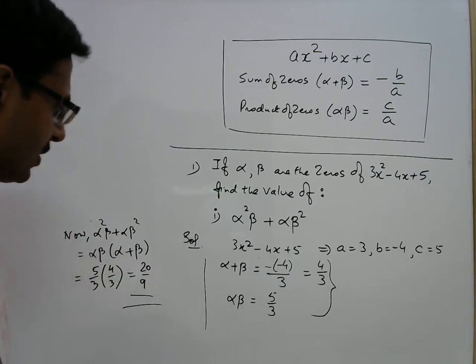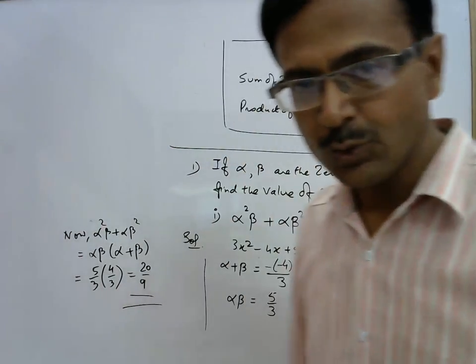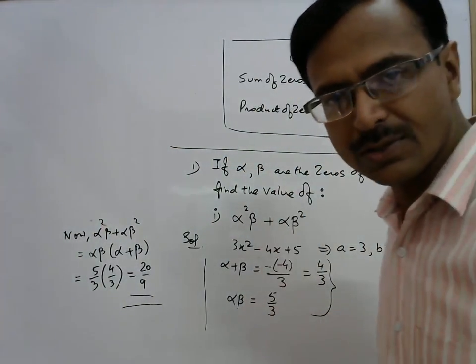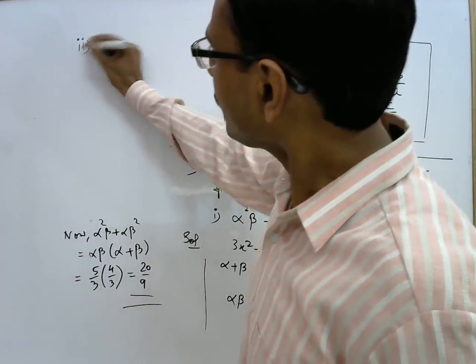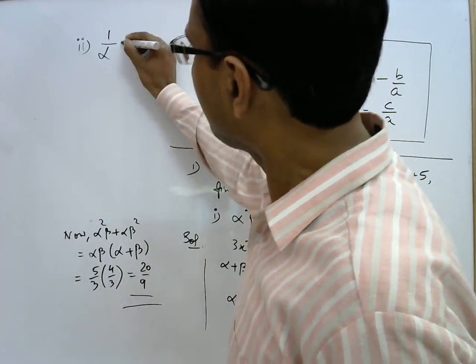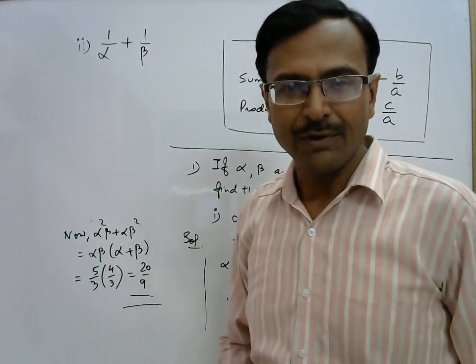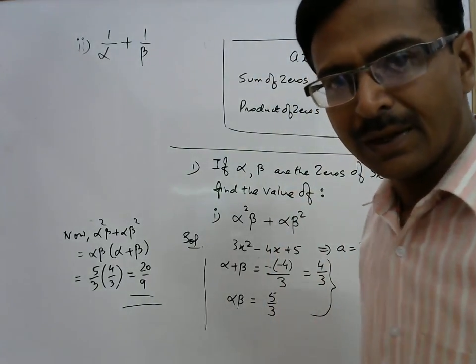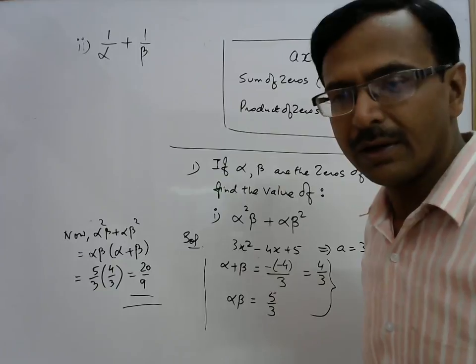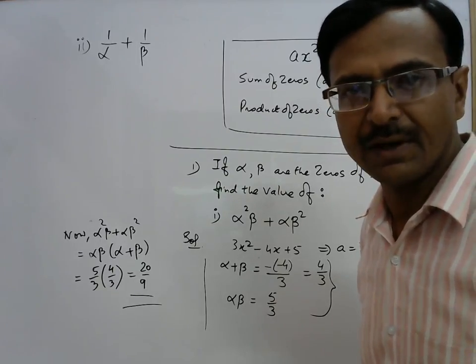Now, in the same question, suppose you have a different value to find out. Now, up to here, the question is okay. Now, suppose you make a second part of this question. You have to find the value of 1 over alpha plus 1 over beta. Can you do that, students? I am waiting for your replies.